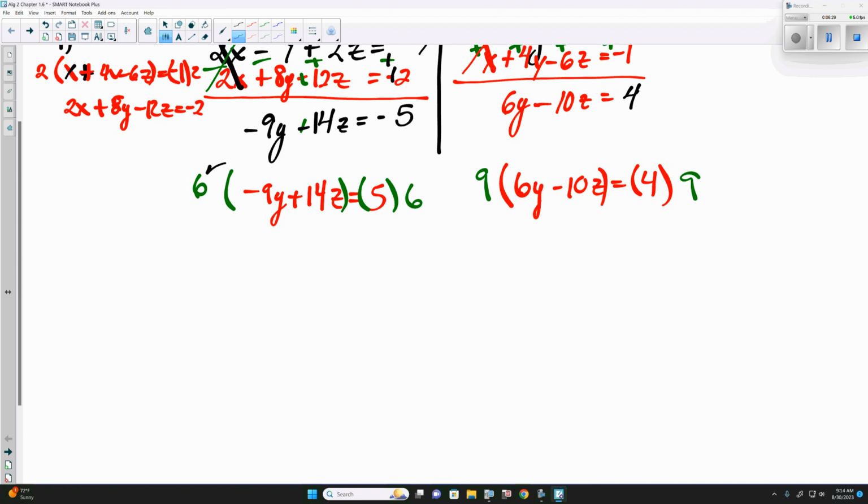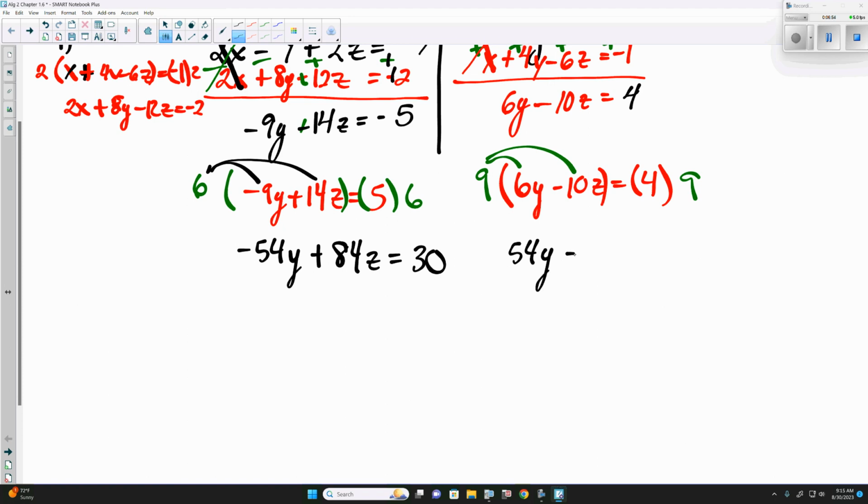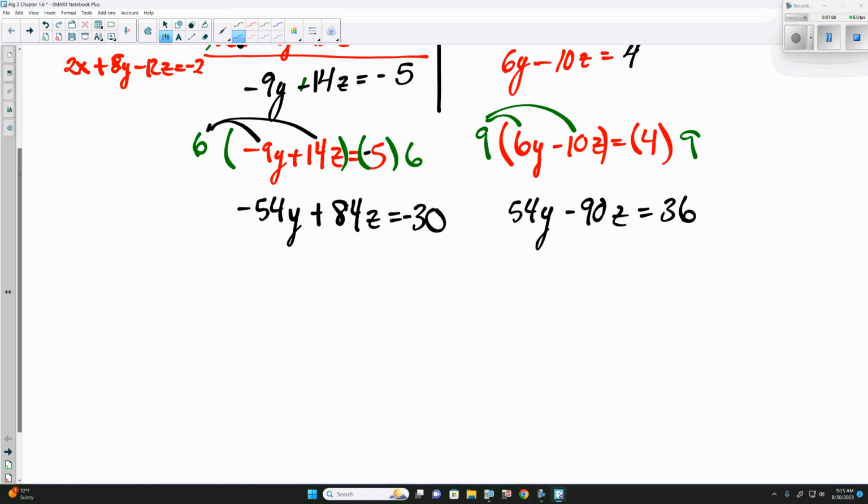Now for the one on the left, when we distribute the 6, 6 times 9 is going to be negative 54y plus 14 times 6, which is plus 84z, is equal to 30. When we do the same thing on the other side, 9 times 6y is going to be 54y minus 9 times 10z, which is 90z. Yes. Yes, thank you. Because I was about to throw everything off. Questions on this here?